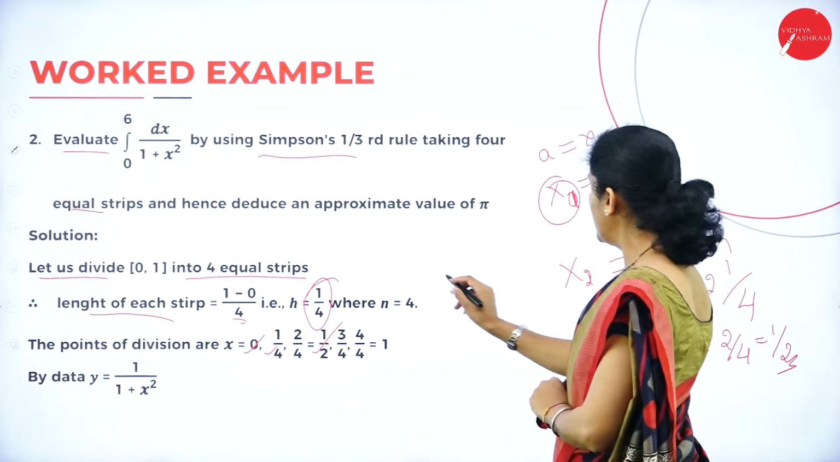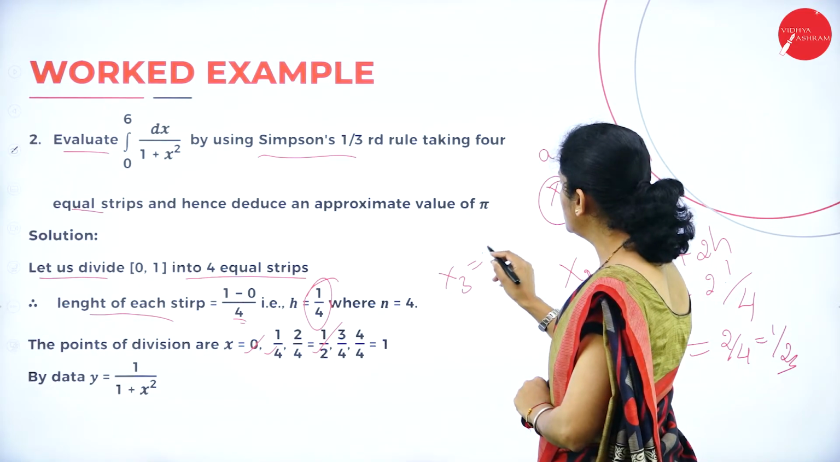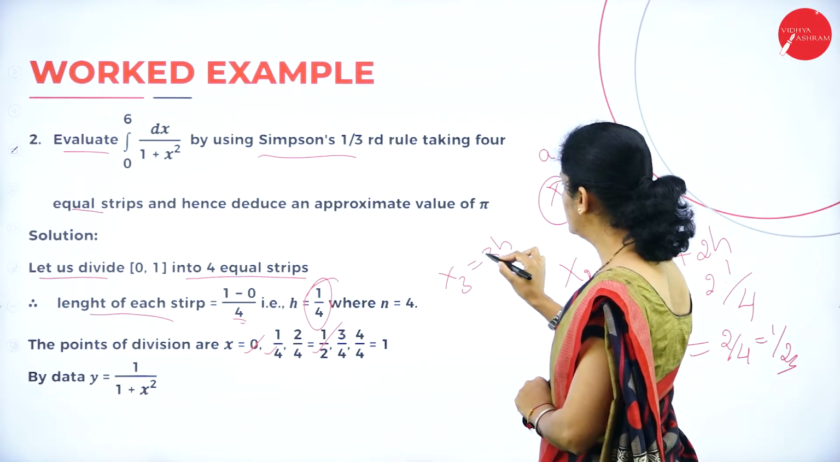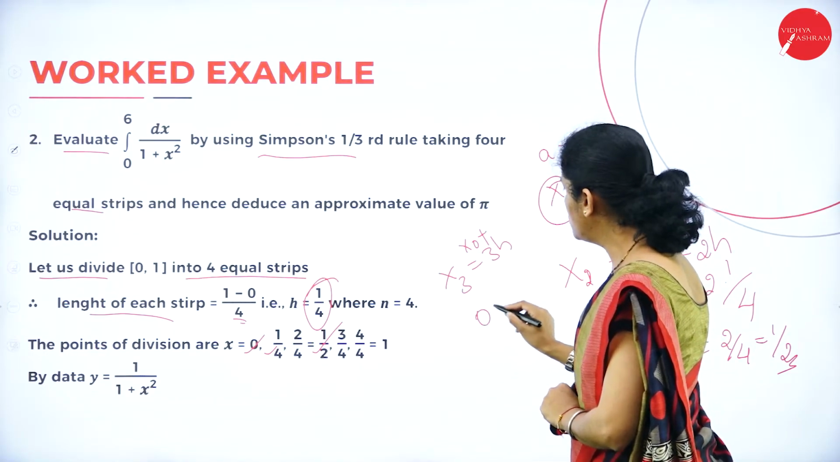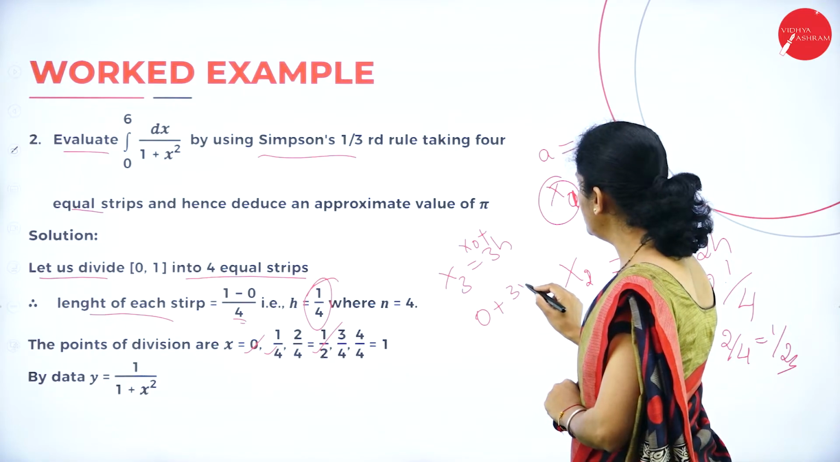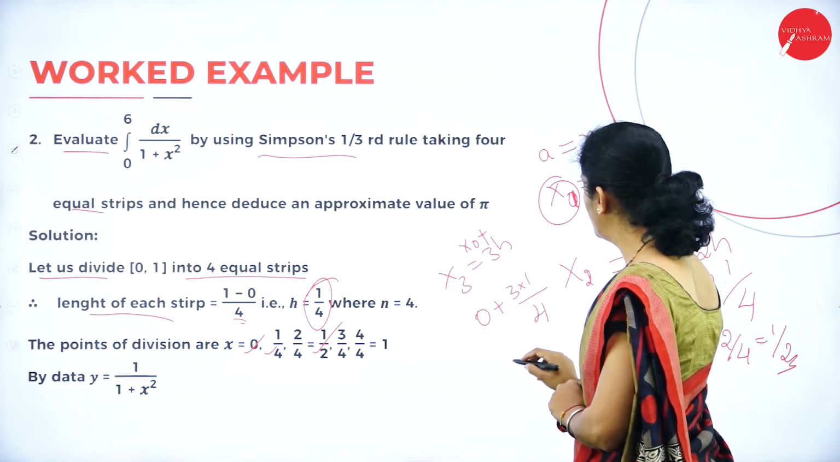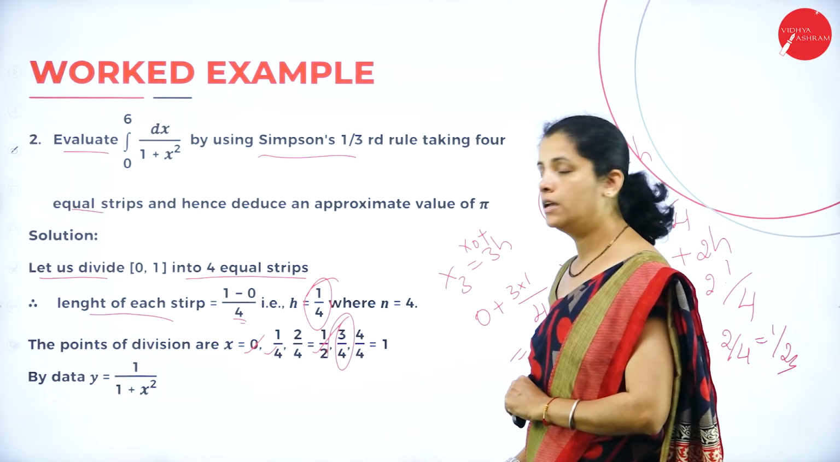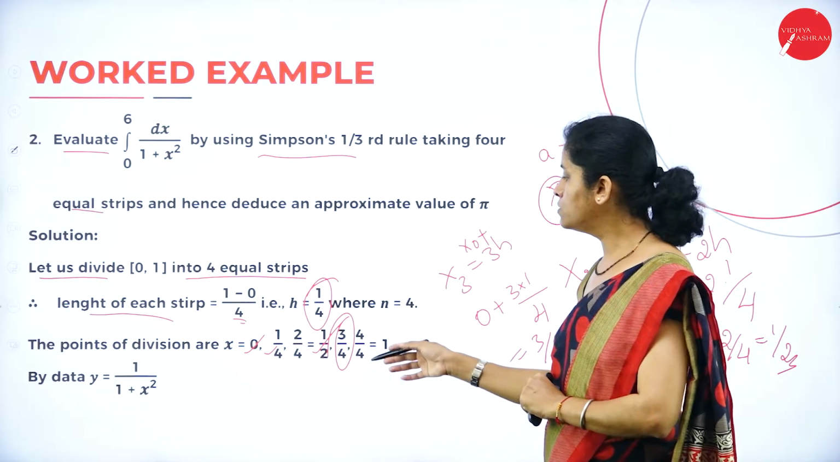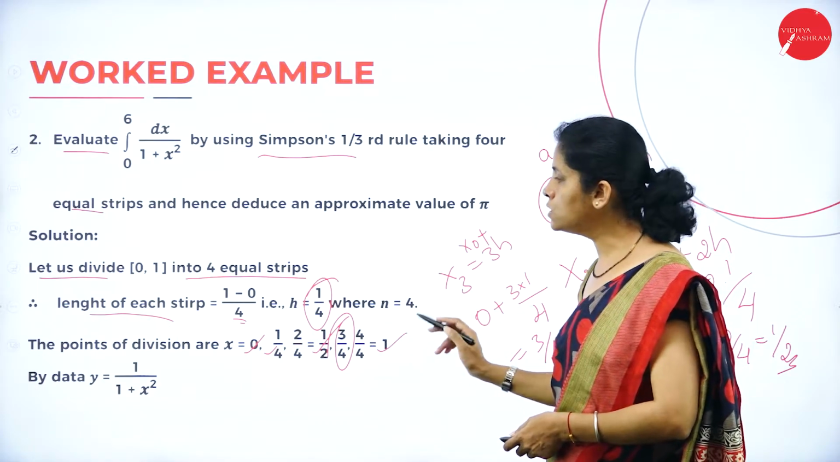Okay, next x3 equal to x0 plus 3h. So, x0 is 0 plus 3 into 1 by 4. So, it is 3 by 4. I got 3 by 4. Next it is 4h. So, 4 by 4, the answer is 1.